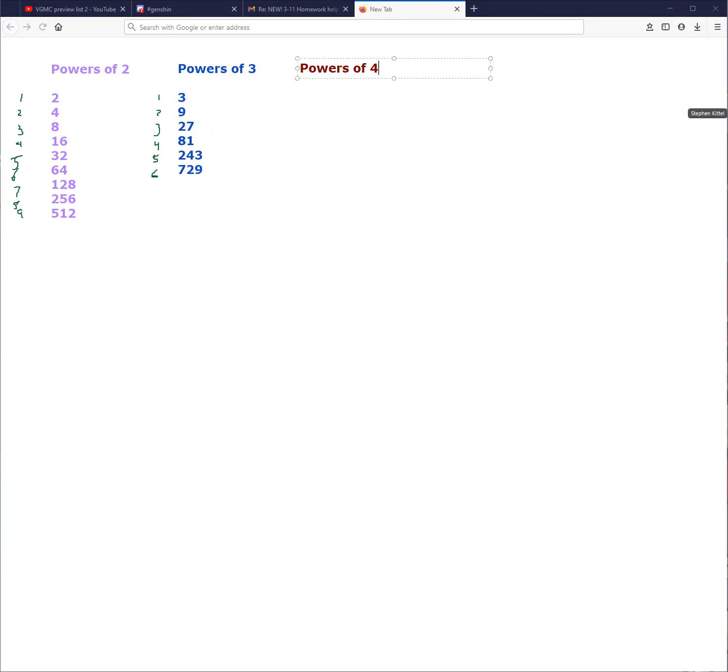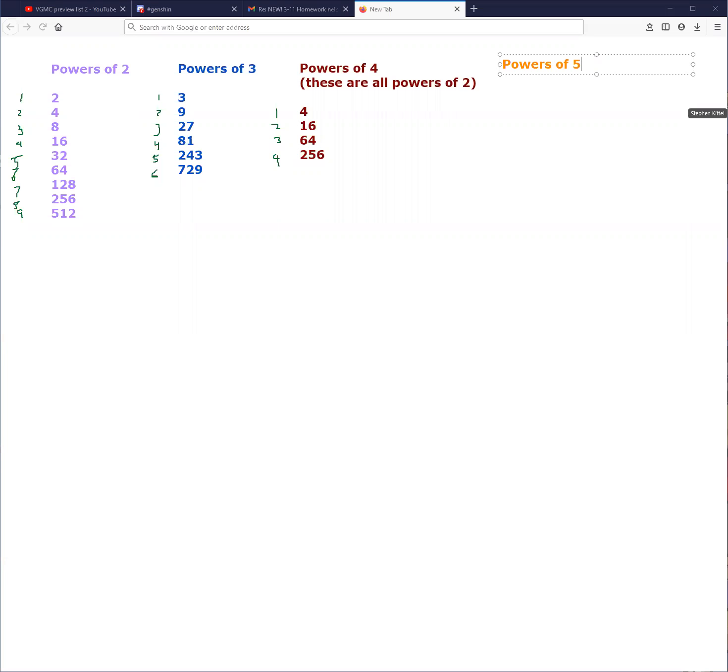Powers of 4 are going to go 4, 16, 64, 256, and then get too big. It's worth noting that these are all powers of 2. In fact, they're literally skipping every other line in the powers of 2 list. So you don't have to use powers of 4 ever. You can just use powers of 2 instead if you choose to. But we're going to at least list that.